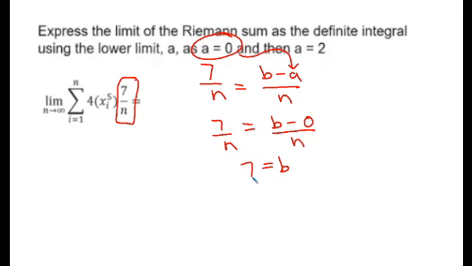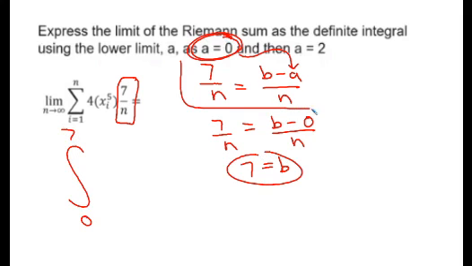So now we can actually write our integral. All right, and that's all they're wanting us to do, is to write this in integral form. It's going to be the integral from 0, which they gave us, to 7, which we used this little thing to get to the 7, all right, of my function 4x to the 5th dx.